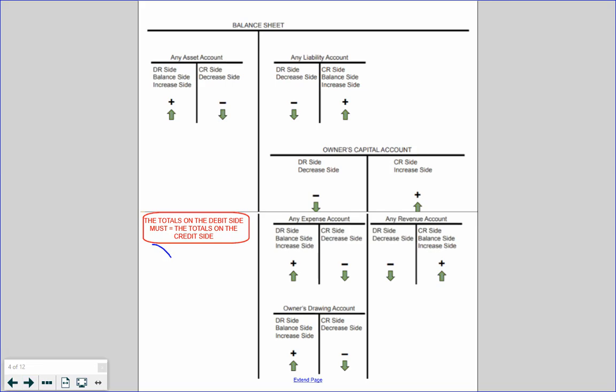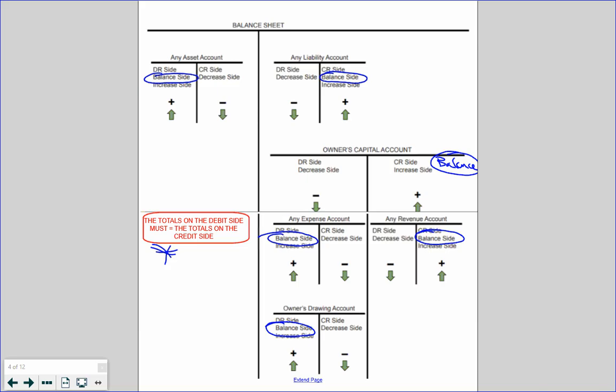Now, after you've gone through and done all your transactions, remember the balance of the debit should equal the balance of the credit. So other thing, asset, balance is on the debit side. Liabilities, balance is on the credit side. Capital, balance is on the credit side. Expenses, balance is on the debit. Revenue, balance is on the credit. Drawings, balance is on the debit.